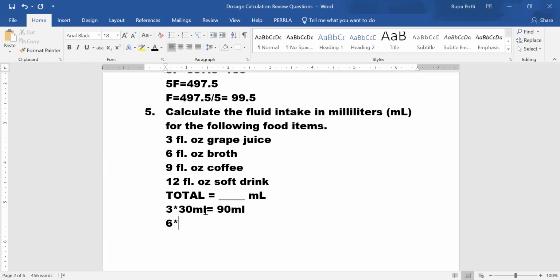So whenever you get any problem, however simple, make sure you use your scratch paper or dry erase board, whatever is given to you, and literally put in the numbers. So in this one, 6 times 30 is equal to 180 mL. 9 ounces is 9 times 30, that is 270. Then the next is 12 times 30, that is equal to 360. Now you add all of this, and your total is going to be 900 mL.